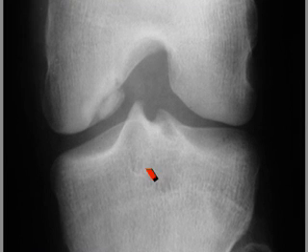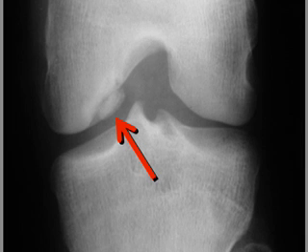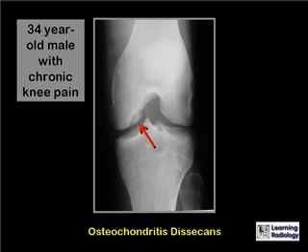The red arrow is pointing to a bony defect containing a fragment on the non-weight-bearing surface of the medial femoral condyle in a patient with osteochondritis dissecans.